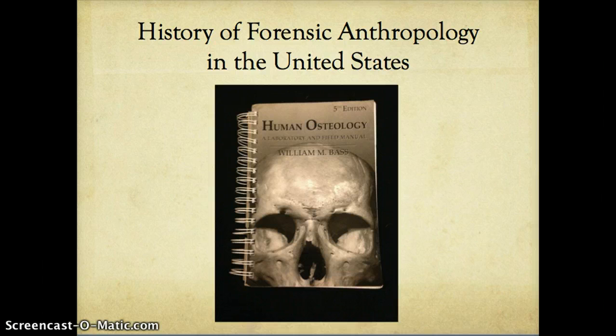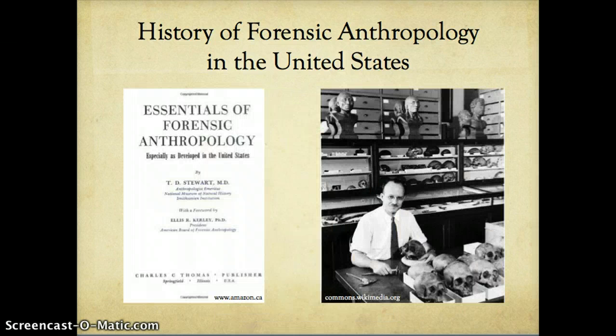In 1971, William Bass published the first practical textbook, Human Osteology, a Laboratory and Field Manual, that, in a later edition, is still used today. By the end of the 1970s, T. Dale Stewart published the first textbook to include the name Forensic Anthropology in its title.